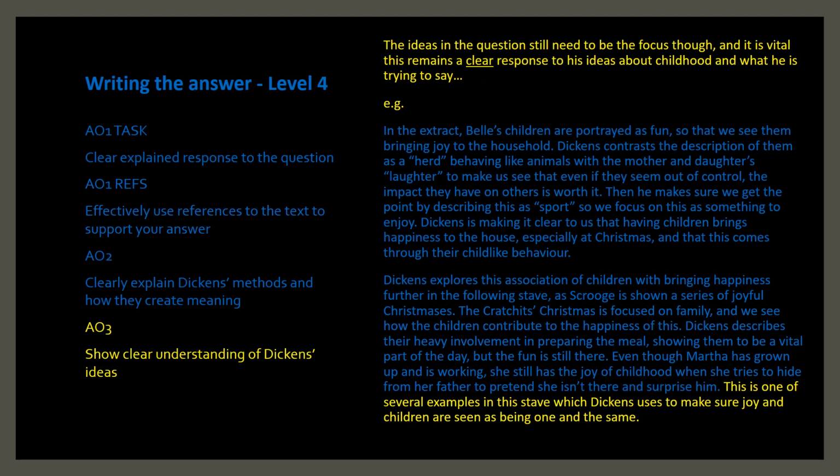Finally, a little bit of AO3 at the end to make absolutely clear, just like before, that I'm showing understanding of Dickens' ideas. This is one of several examples in this stave, just to make the point, there's plenty more I could say, which Dickens uses to make sure joy and children are seen as being one and the same. So this version of the answer, obviously is only halfway through or a third of the way through or whatever, but this version is heading for level 4 across all of the AOs, a 20, a grade 6.